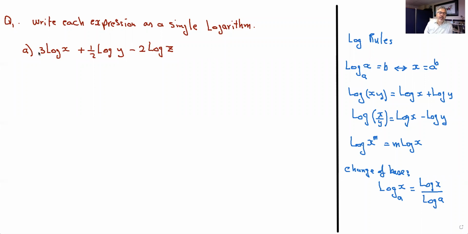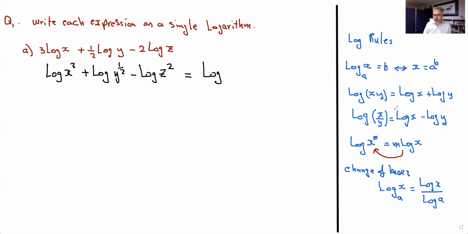The first thing we need to do is move the exponent on top right here using this log rule right here. So we want to go from here to there. And therefore, this becomes log x to the power of 3 plus log y to the power of 1/2 minus log z to the power of 2. After this, all you need to do is write this as 1 log.